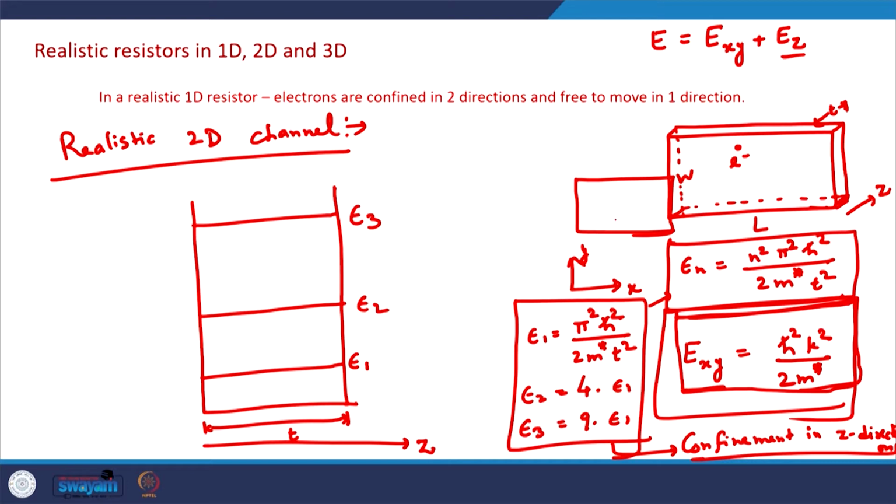Okay. So now there is an interesting fact here. In xy direction the energy can be as low as 0 actually. So energy can go to very low levels. Okay, so this E xy typically can be from 0 to any high values.